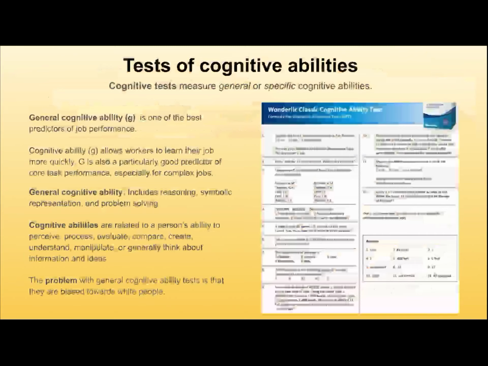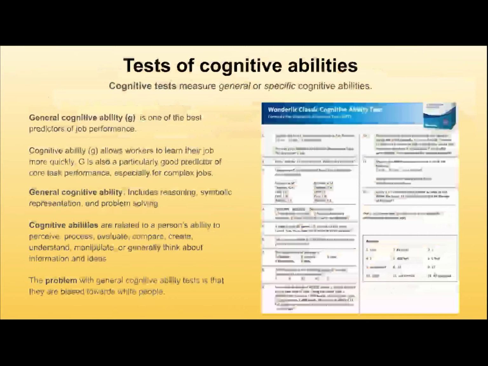Cognitive ability is actually one of the best predictors of job performance. So in almost all jobs, basically all jobs, for the most part, the smarter you are, the better you're going to be at the job. The cognitive ability allows workers to learn their job more quickly. It's also a good predictor of core task performance, especially for complex jobs, as you could imagine.